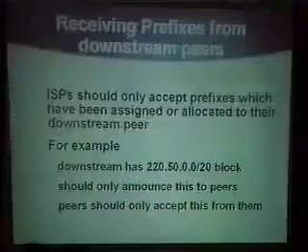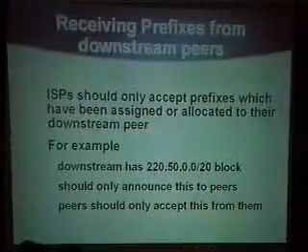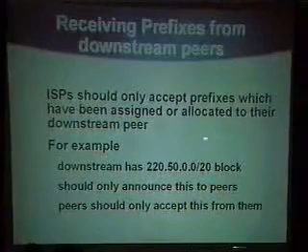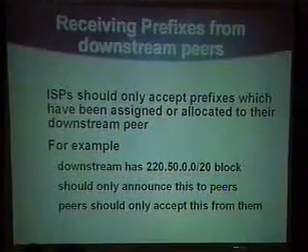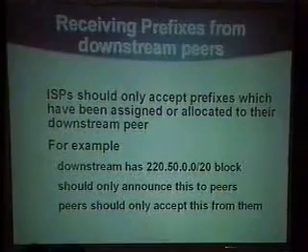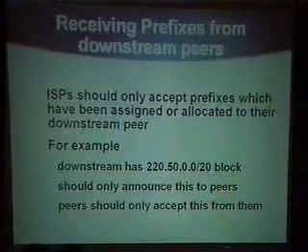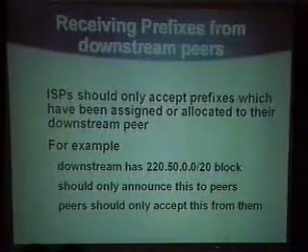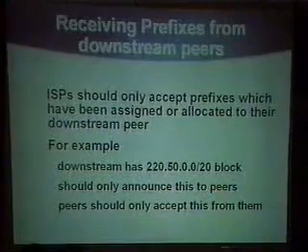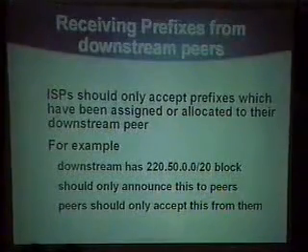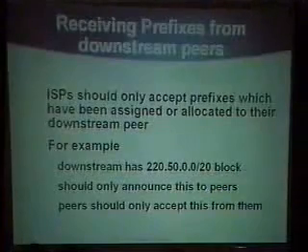Okay, receiving prefixes. This is, again, more good practice stuff. An ISP should only accept prefixes which have been assigned or allocated to the downstream peer. For example, if the downstream has a 220.50.0.0/20 network block, that's all that he should be announcing to his peers, and that's all the peers should be accepting from that. Right? So again, standard configuration.